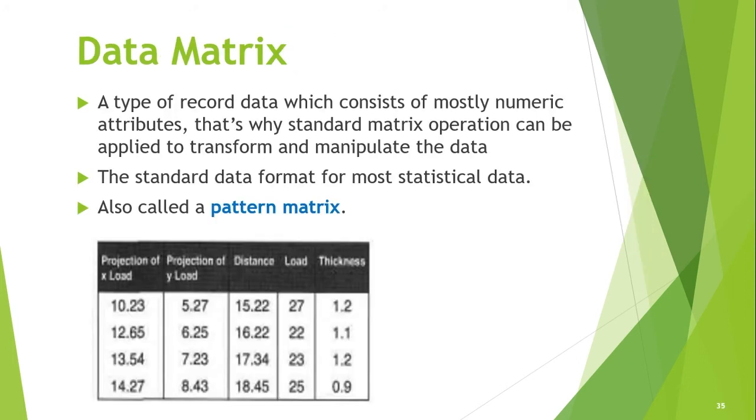Data matrix, a type of record data which consists of mostly numeric attributes. That's why standard matrix operation can be applied to transform and manipulate the data. The standard data format for most statistical data. It's also called a pattern matrix. Here's an example of a data object which consists of data matrix. In the data matrix, please take note it is mostly composed of numeric data.